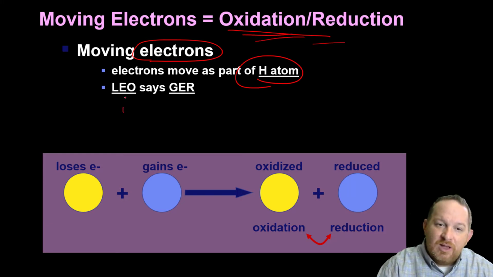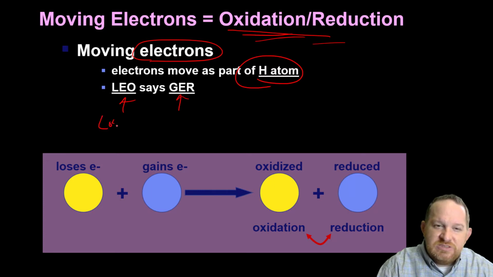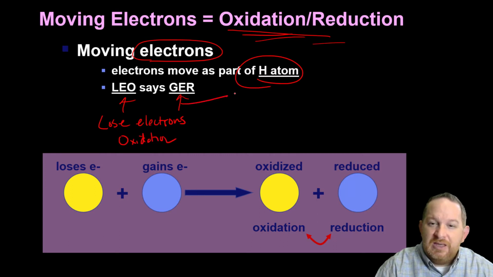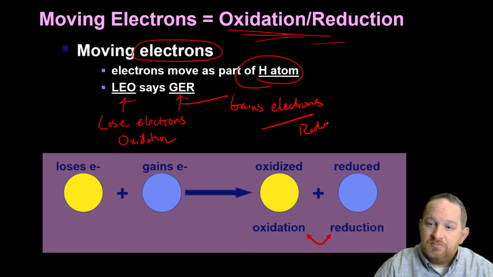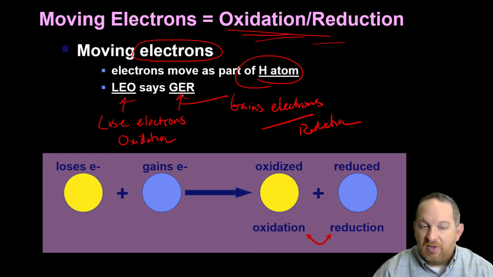And I have a little thing that helps me remember oxidation and reduction. If something loses electrons, that is oxidation. If something gains electrons, that is reduction. So the little device is Leo says grr. Leo the lion says grr, right? That might help you remember how this works.